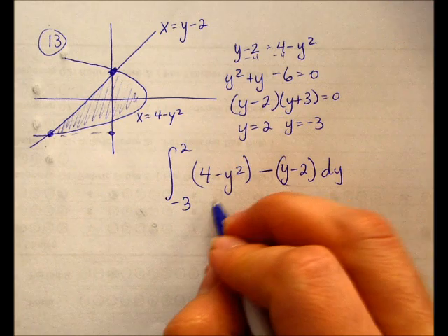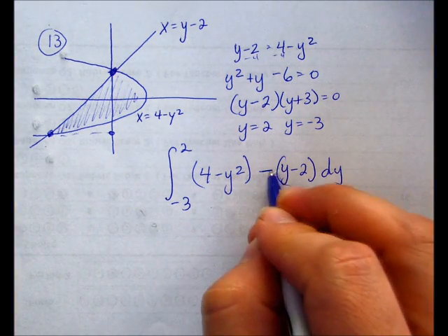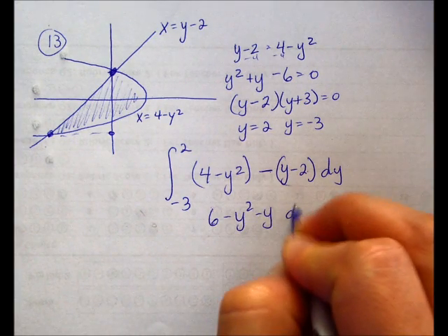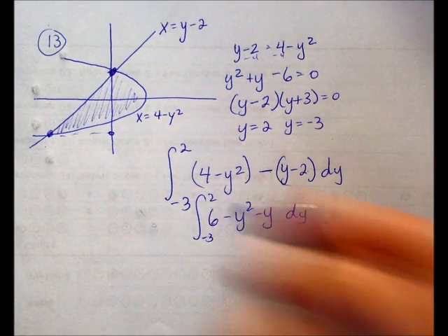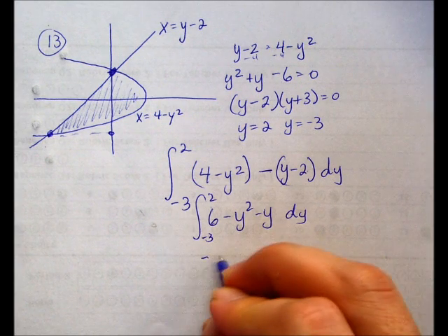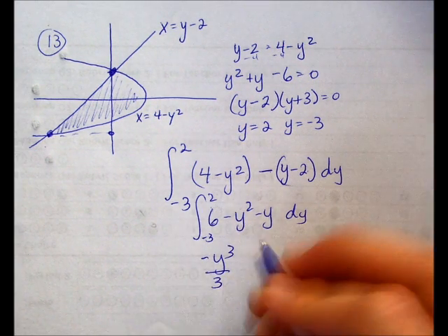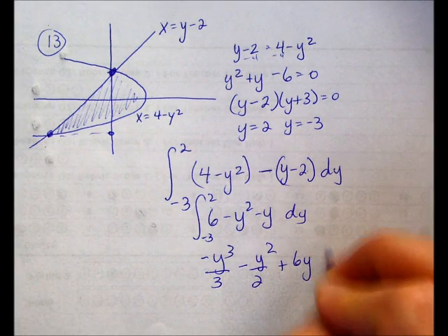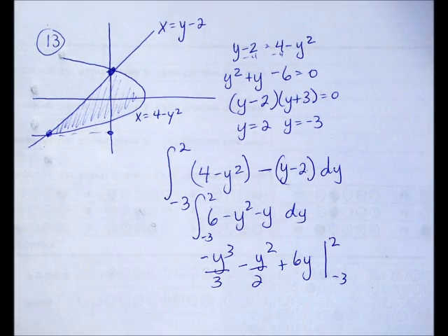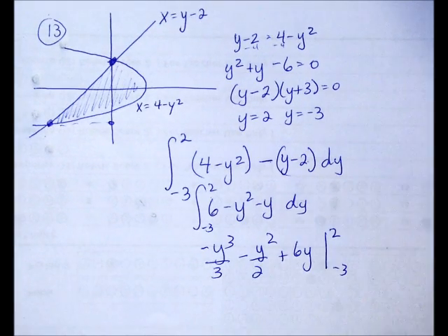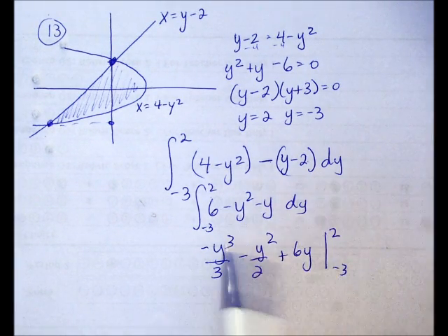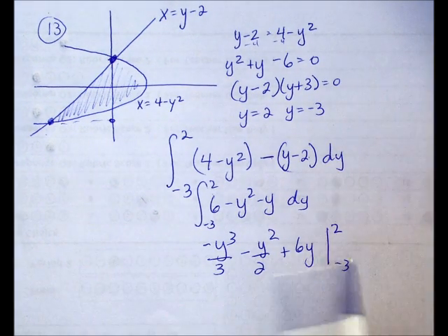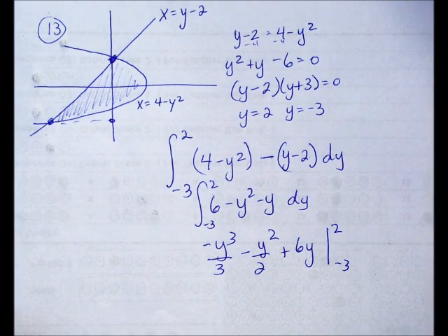So we simplify this here, and we're going to have, let's see, the integral of 6 minus y squared minus y dy, which is going to give us negative y cubed over 3 minus y squared over 2 plus 6y evaluated from negative 3 to 2. And then we're going to plug in the 2, plug in the negative 3, and then we'll get our answer. Okay, which I'll let you do that. That's just some calculation work.